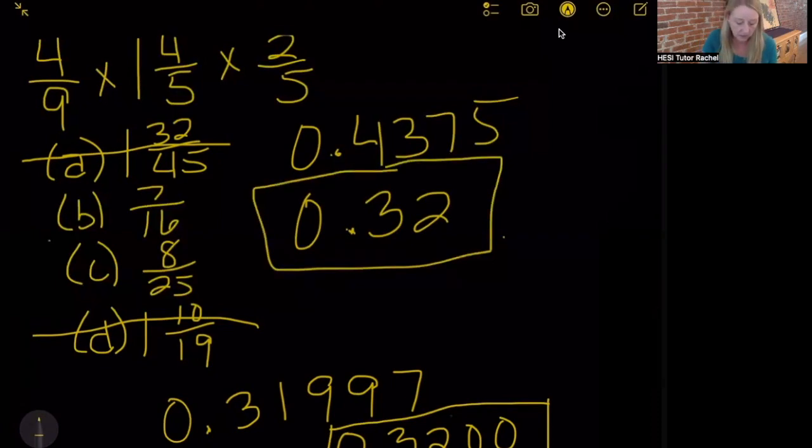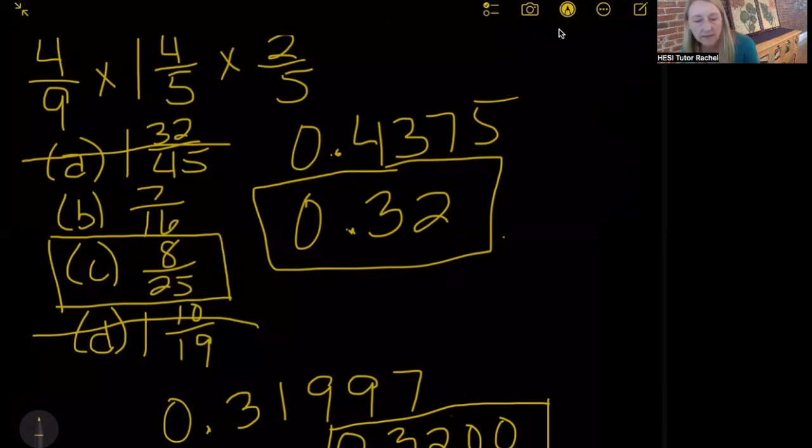So C is our correct answer, and 8/25 is what you would get by multiplying 4/9 times 1 4/5 times 2/5. So that's my last example that I'm going to do right now for the fractions.